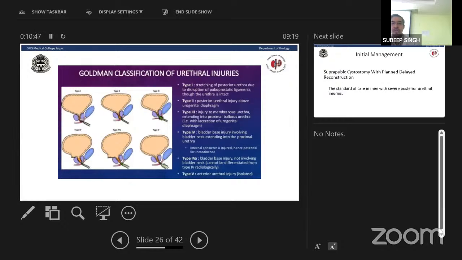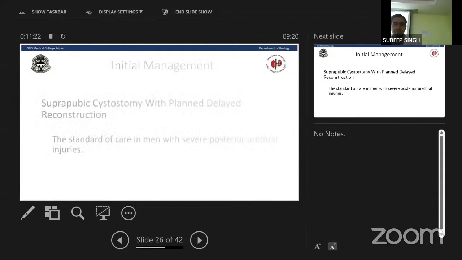In type 2, the posterior urethra is injured above the urogenital diaphragm. In type 3, there is injury to the membranous urethra and it extends to the proximal bulbar urethra. In type 4, there is bladder base injury involving the bladder neck extending up to the proximal urethra. Type 4 has been subdivided into 4A. We can memorize it by A for absent bladder neck: if the bladder neck is absent and only the base is involved, it is 4A. Type 5 is a pure, isolated anterior urethral injury.